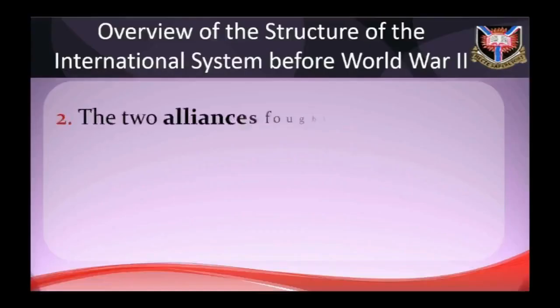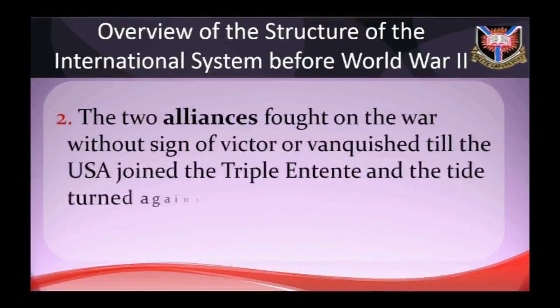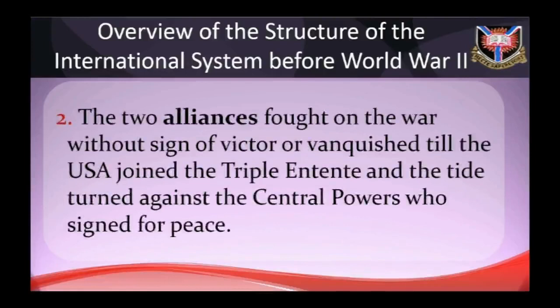The two alliances fought the war without sign of victor or vanquished till the USA joined the Triple Entente, and the tide turned against the Central Powers, who signed for peace. The war ended in 1918 with over 39 million lives lost, according to the International Encyclopedia of the Social Sciences, volume 15 to 17.